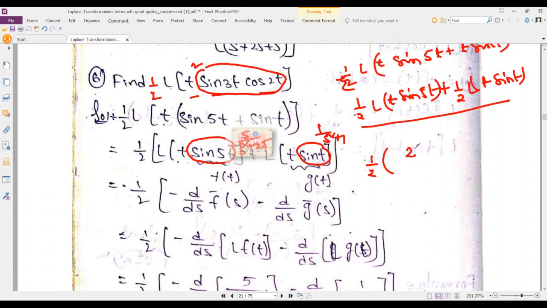2, 2 5s are 10. 2s times 5, so 10s by s square plus 25 whole square plus 2s times 1, 2s by s square plus 1 whole square. If I'm not wrong, this would be its answer.